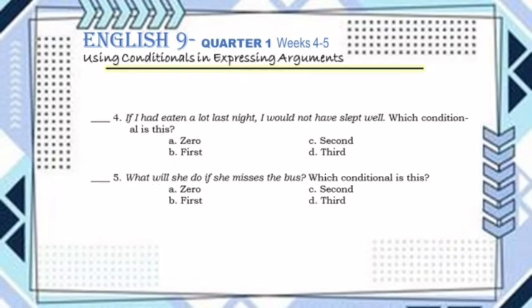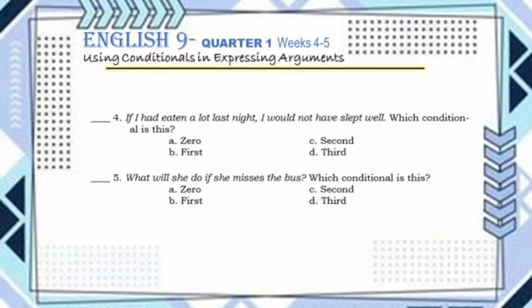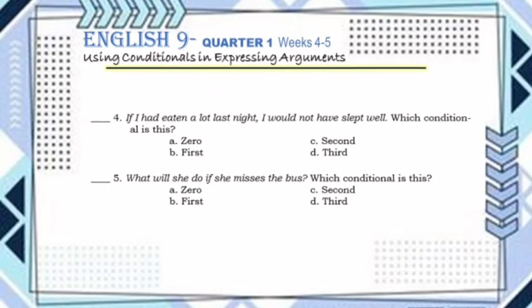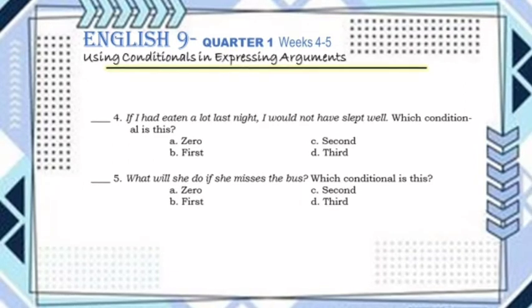Third. Number 4. If I had eaten a lot last night, I would not have slept well. Which conditional is this? A. 0, B. First, C. Second, D. Third. Number 5. What will she do if she misses the bus? Which conditional is this? A. 0, B. First, C. Second, D. Third.